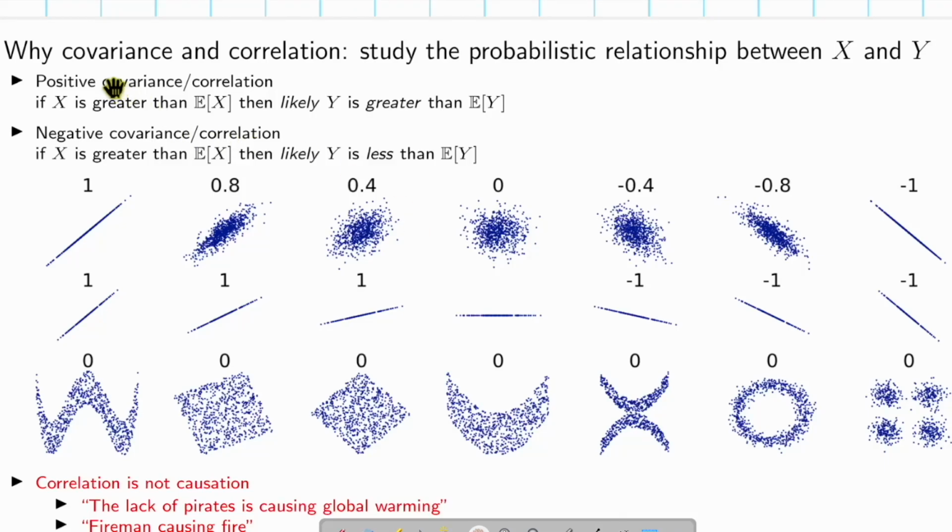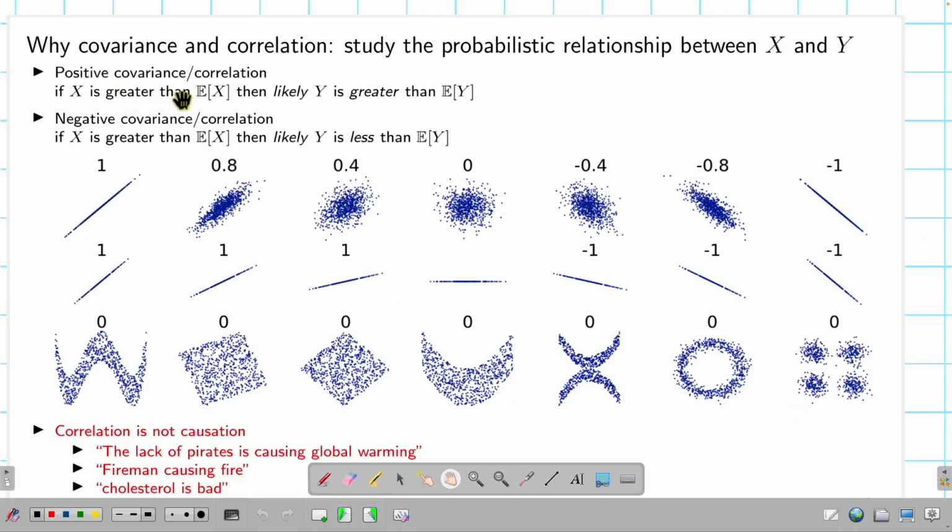What's the point of doing covariance and correlation? Because they give you the probabilistic relationship between two things. The idea is, if covariance is positive, that means if x is larger than E[x], then likely y is larger than E[y]. Similarly, if covariance or correlation is a negative value, then if x is greater than E[x], then likely y is less than E[y].